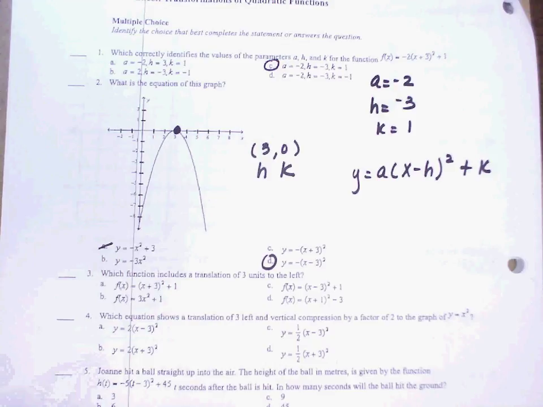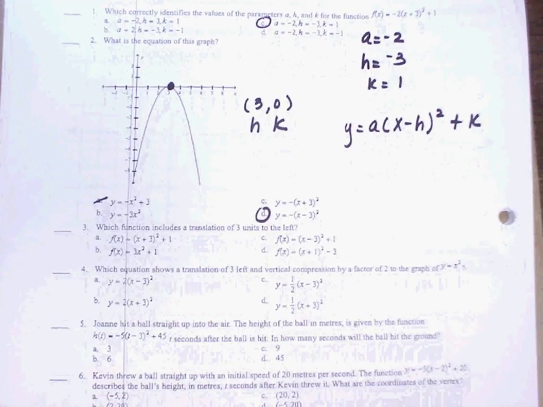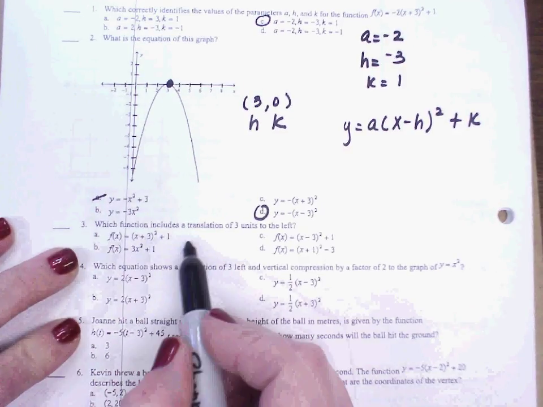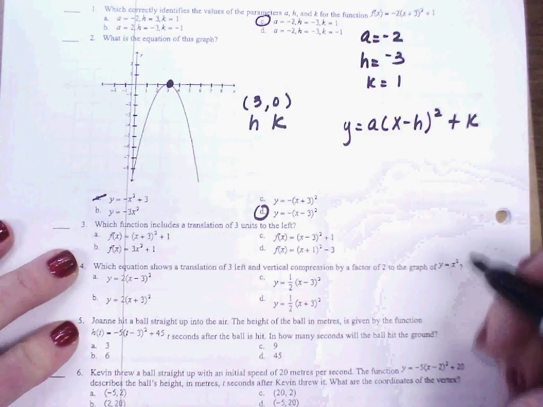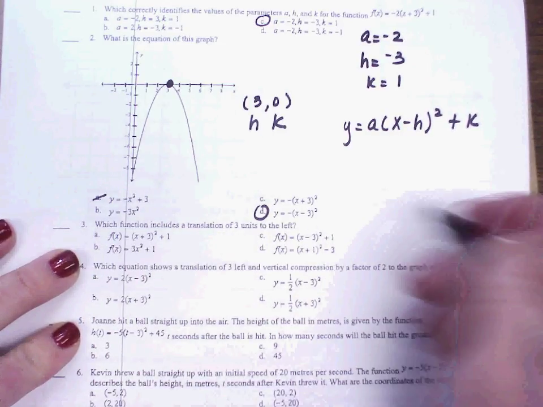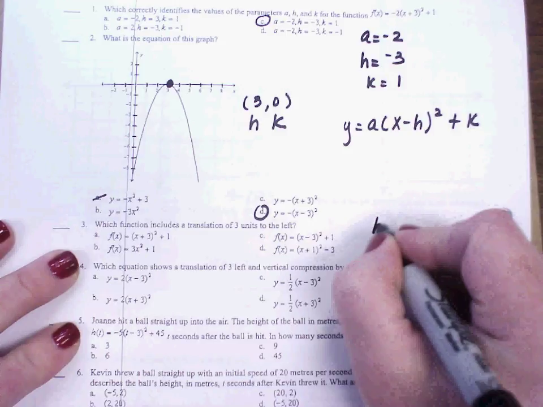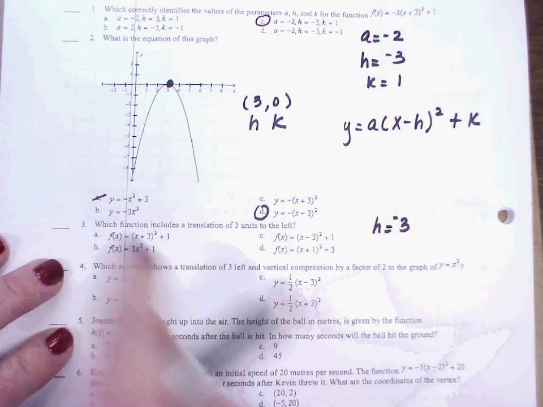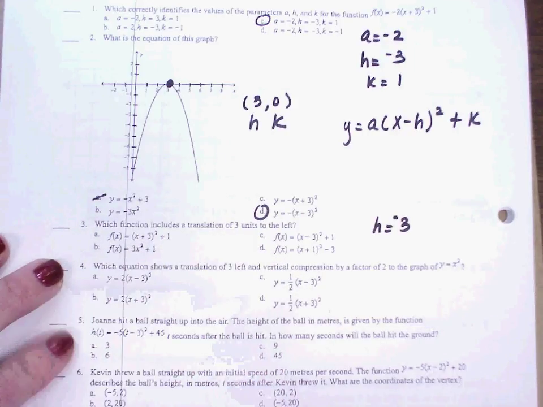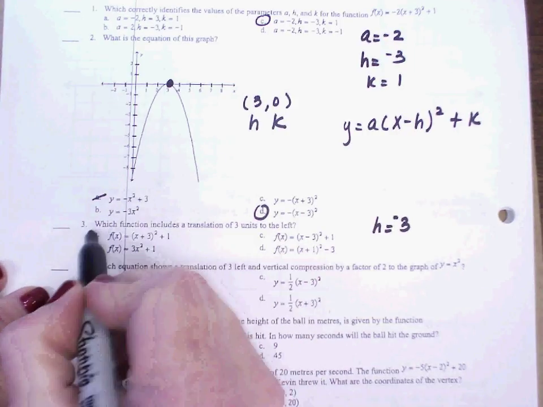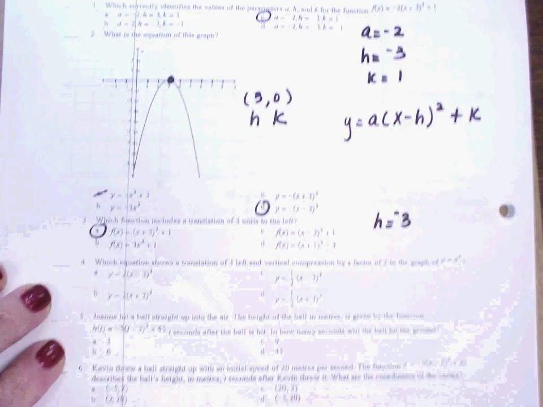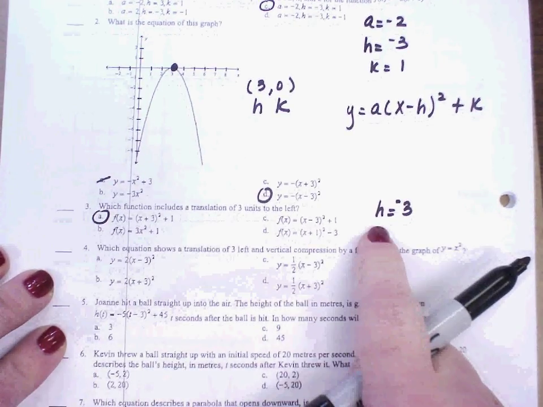Which function includes a translation of 3 units to the left? What would that change? My h. My h would be -3, but when it comes over here, it's +3. So there's only one that has a +3, right? That would be A. That's the one that has x plus 3, squared. Are you with me? Everybody?